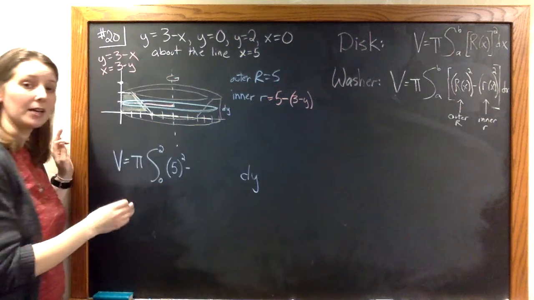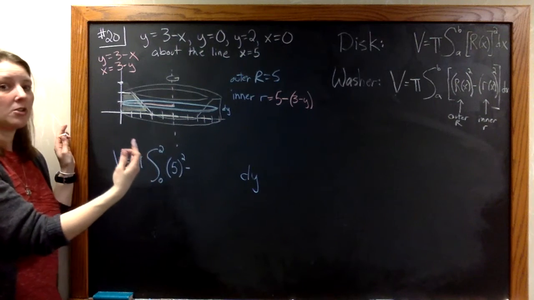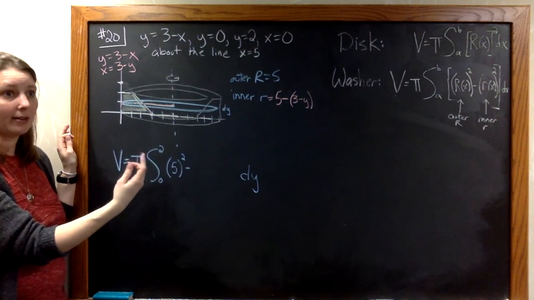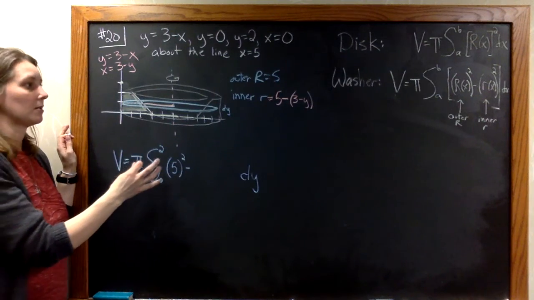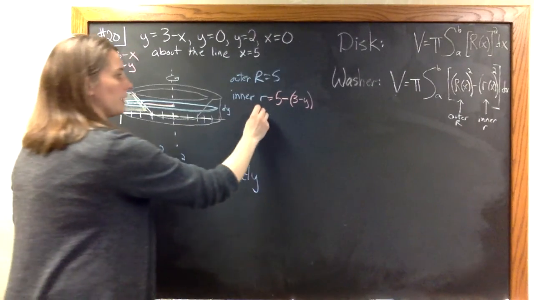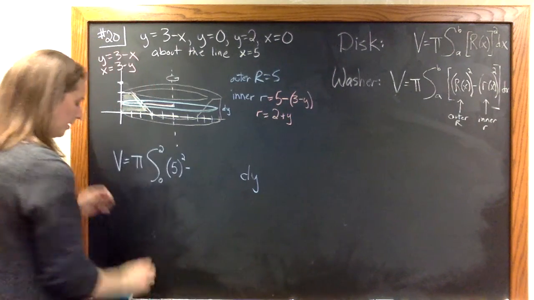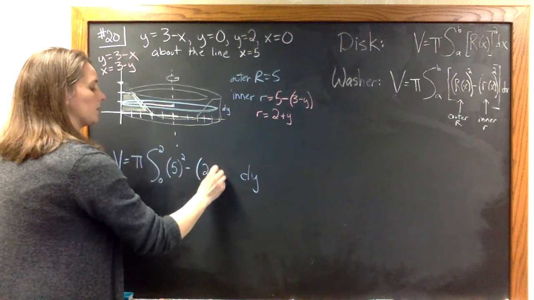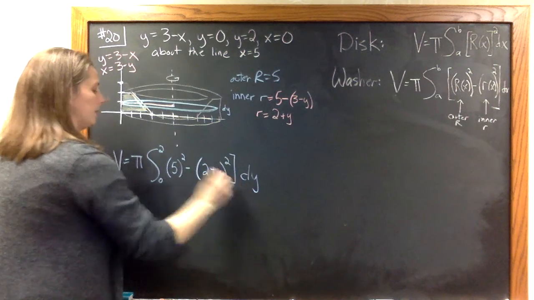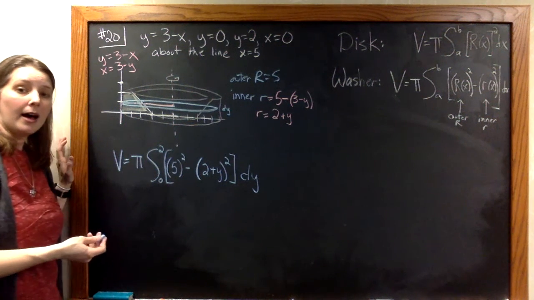okay? And that's because we have an axis of rotation that is not the x or y axis. So anytime that you're rotating around a line that is not the x or y axis, you're going to have to make these types of adjustments. So that makes our inner radius 2 plus y. So when we come down here, inner radius is (2 plus y) squared. And that is what we need to integrate.